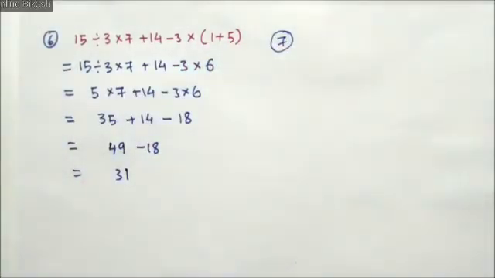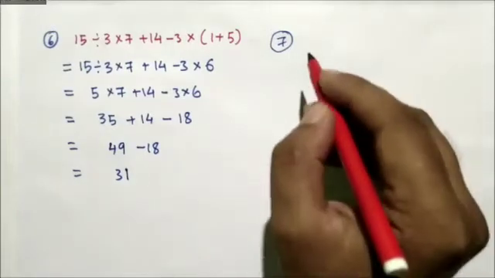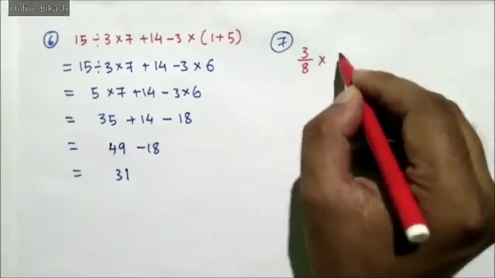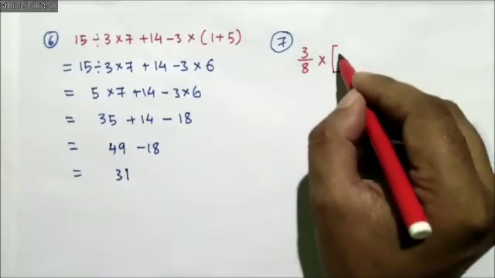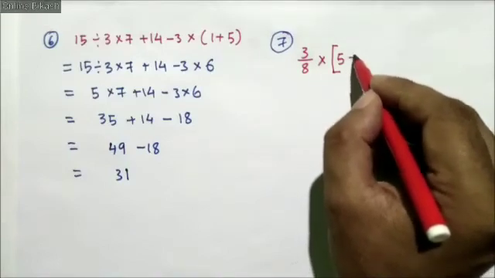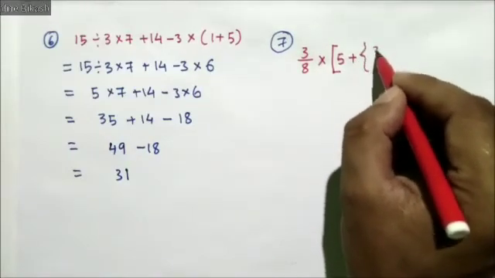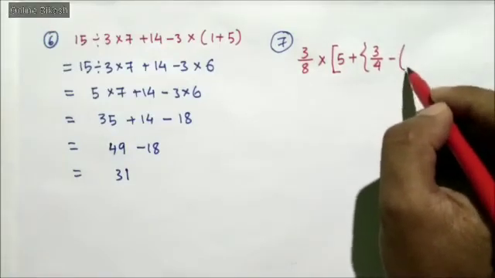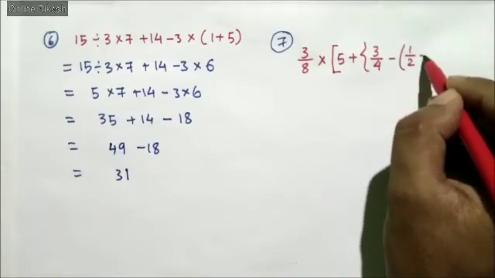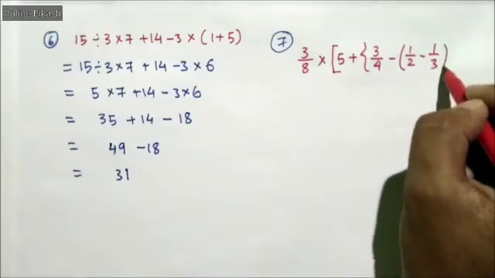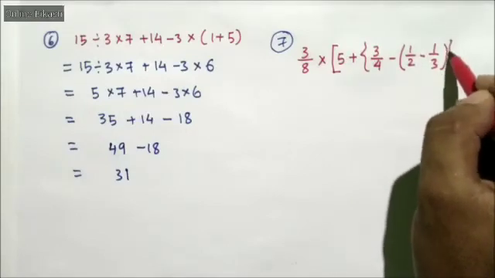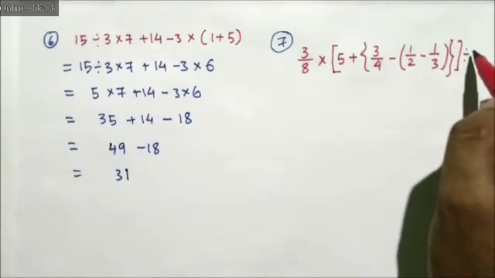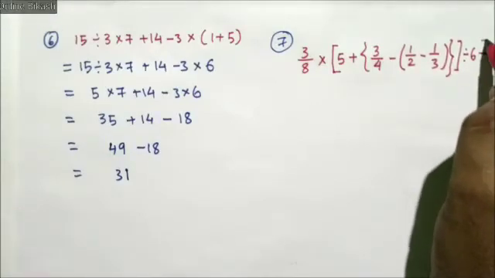This time it will be a little bit complex. Okay, 3 by 8 multiplied by 5 plus 3 by 4 minus 1 by 2 minus 1 by 3, bracket close, this bracket close, this bracket will also be closed, the third bracket is also closed, then 6 whole 7 by 10.